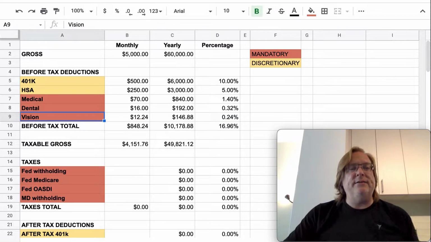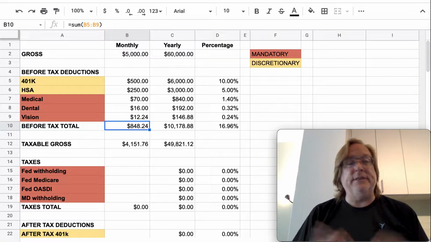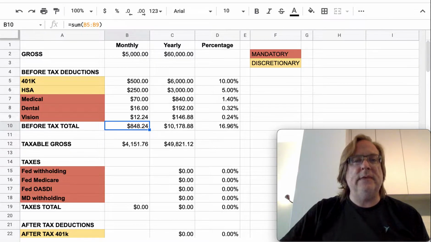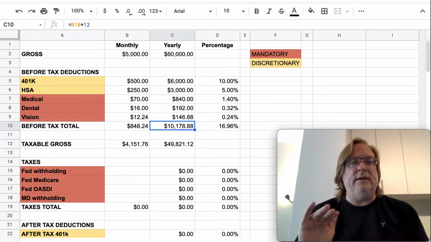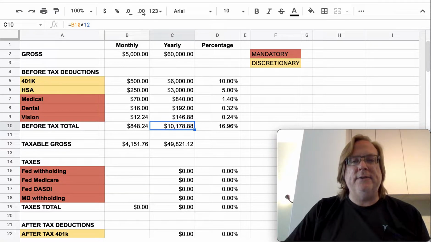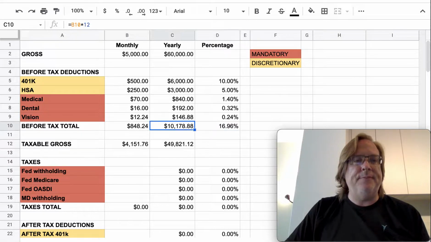Then just add things together so you can see your before tax total. These are your deductions. Your before tax deduction total is 848.24. So that's just the sum of cell B5 through B9, 401k down through vision. And then the yearly before tax total is just cell B10 times 12. And then the percentage is cell C10 divided by C2 against your gross income.